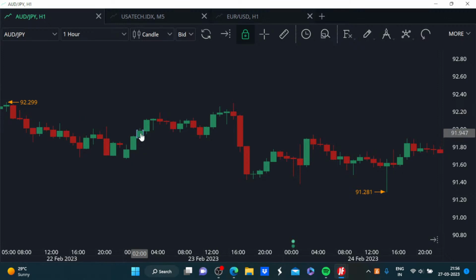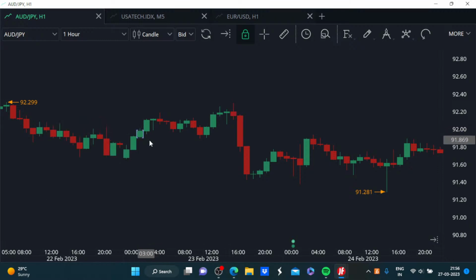But in this third candle, there is a shadow on the upper side, and also the real body of the third candle is smaller compared to the real body of the second candle. So that is one crucial requirement of this stall pattern. And then we have to pay attention to the subsequent price action.